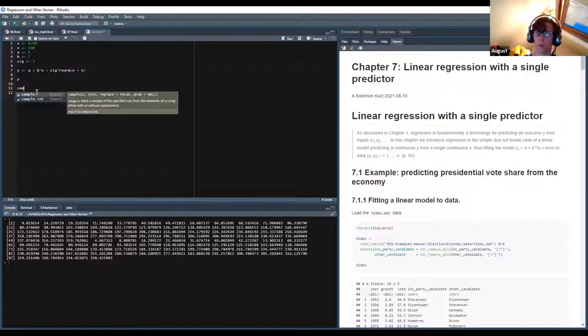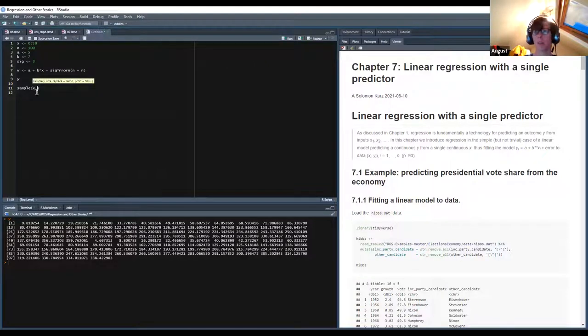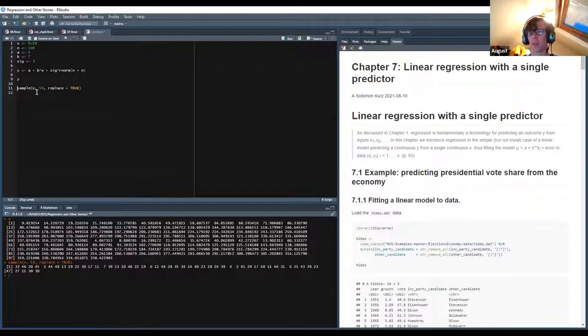What about sample x, size 50, replacement true. There you go, same kind of thing. And then, yeah, because there we go. So that'd be 0 to 50. And then we could just add on.